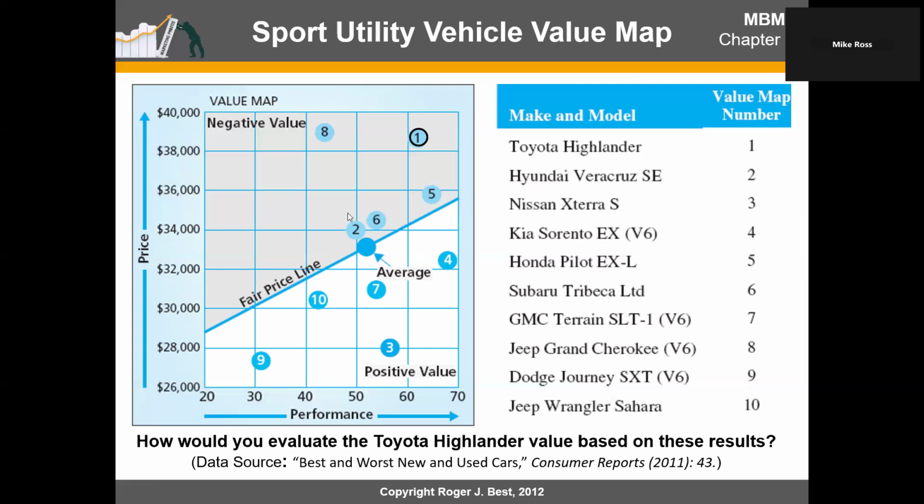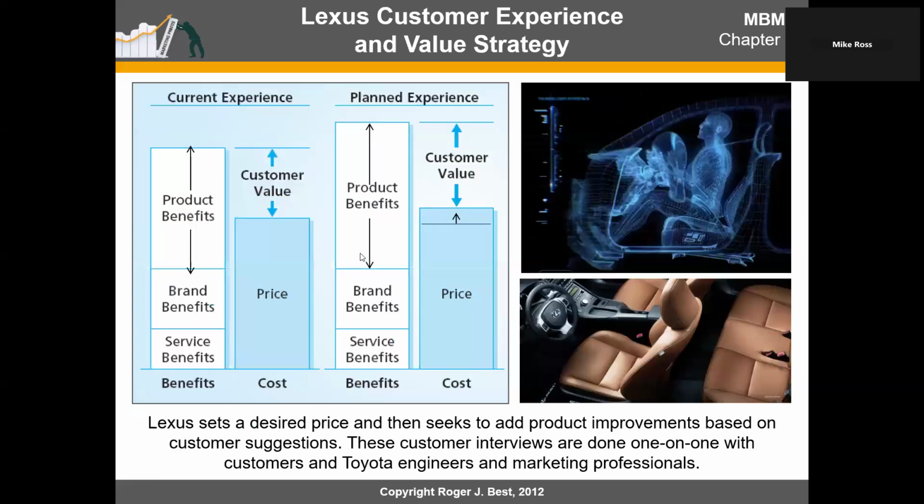So any of these 8, 2, 6, 5, or 1, I don't want to be there. Now, what I would say is if I had to be above the fair value line, I would much rather be a 2, 6, or 5 than a 1 or an 8. So that's the way to read that.